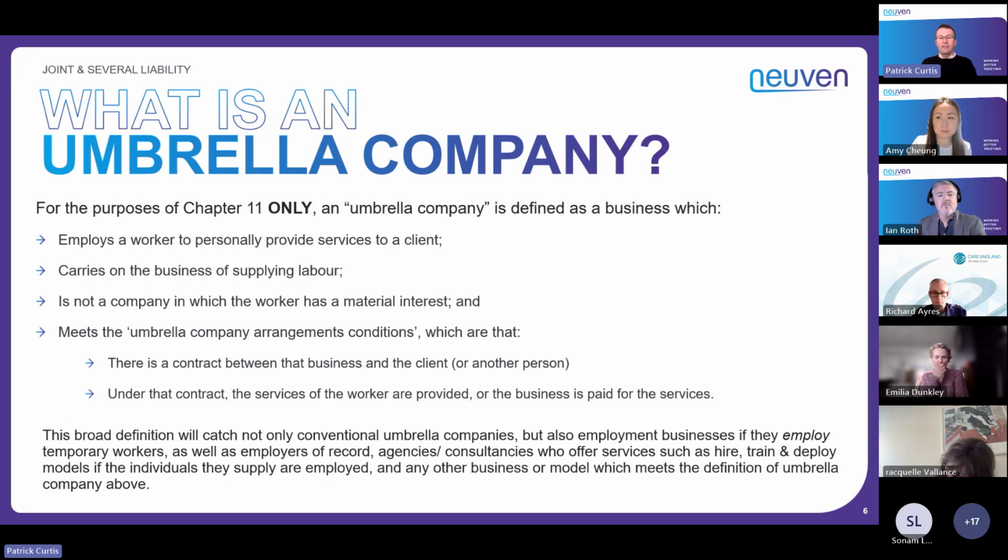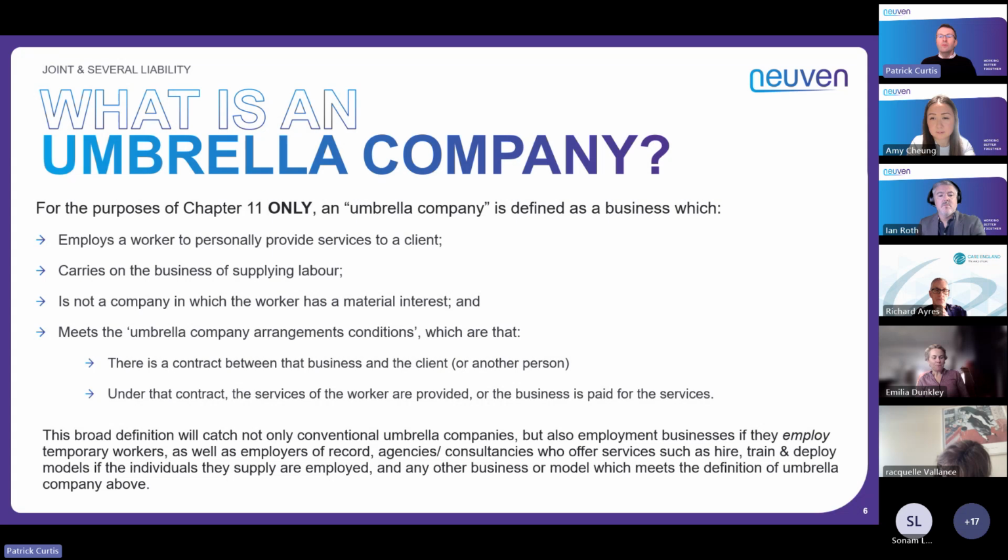It must carry on the business of supplying labour. It is not a company in which the worker has a material interest. I'll come back to that point in exceptions, so don't get overly hung up about that now. And it meets the umbrella company arrangement conditions, and that is that there is a contract between the employing business and the client, and under that contract, either the services of the worker are provided or the business is paid for the services. Once you meet those criteria, you are an umbrella company for the purpose of this legislation.